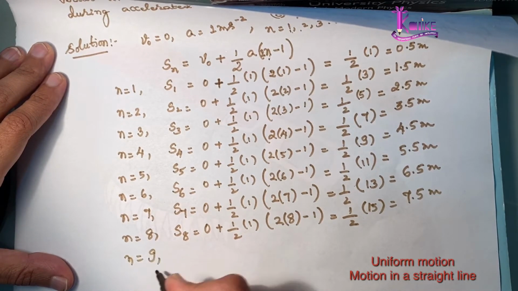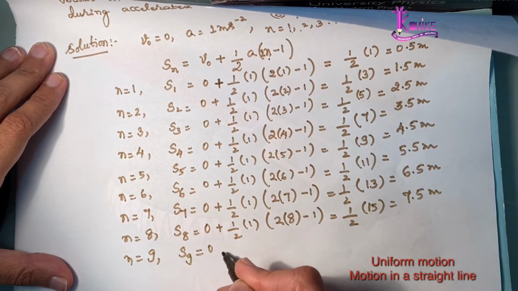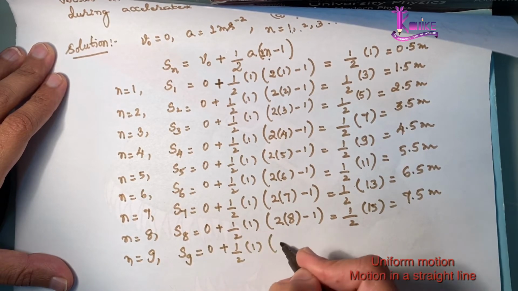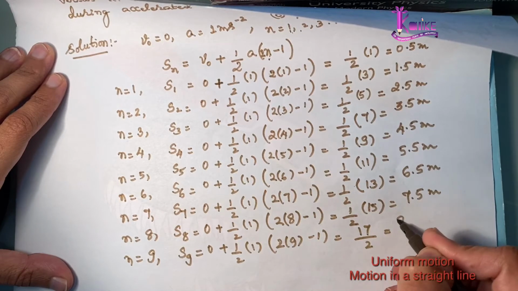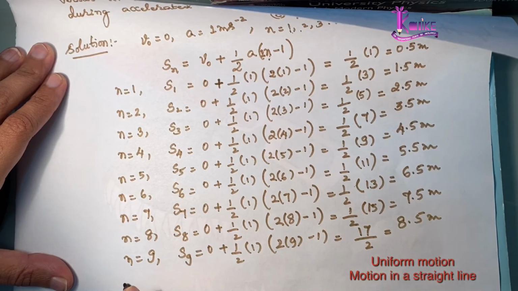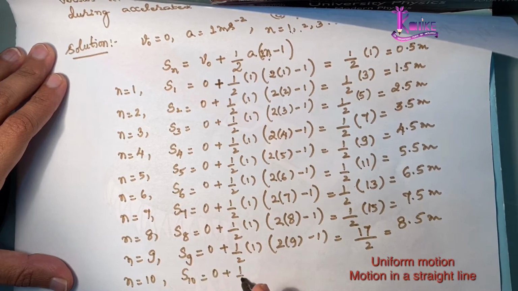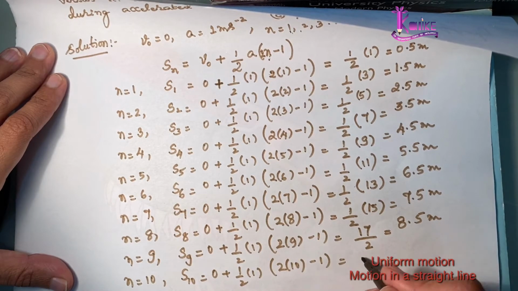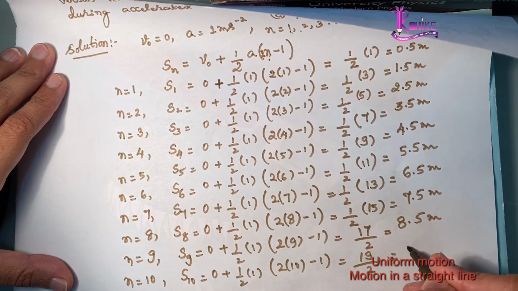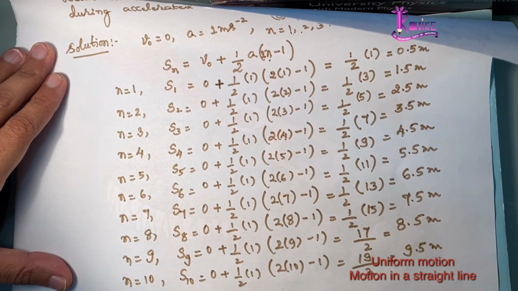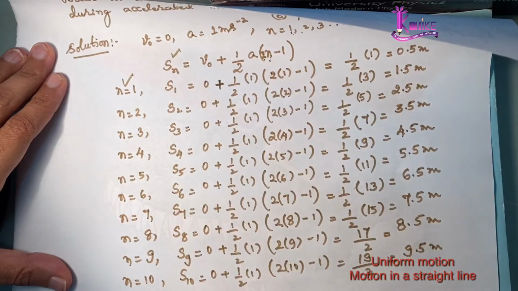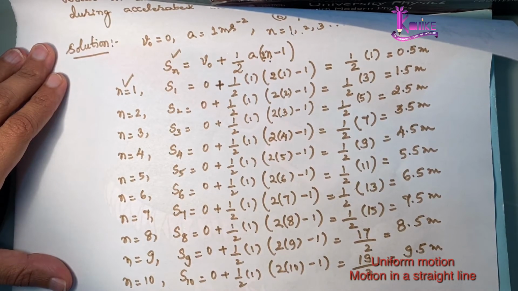So n is equal to 9, so S9 will be equal to 0 plus half into 1 into 2 into 9 minus 1, that is 17 by 2. 17 by 2 is 8.5 meters. Similarly, when n is equal to 10, S10 should be equal to 0 plus half into 1 into 2 into 10 minus 1, that has to be equal to 19 by 2, which is nothing but 9.5 meters. So now let's just make a plot of n versus Sn, right? And find out if it's a parabola or a straight line.